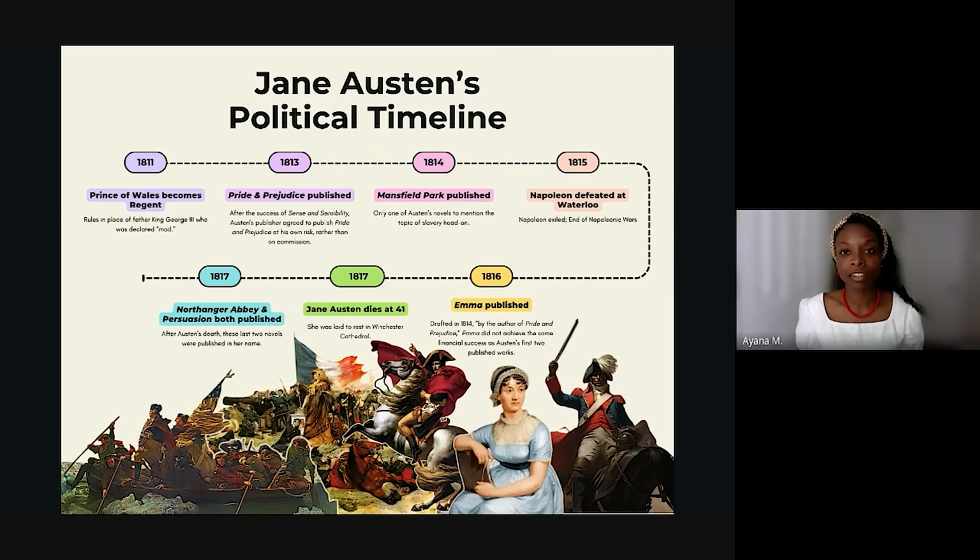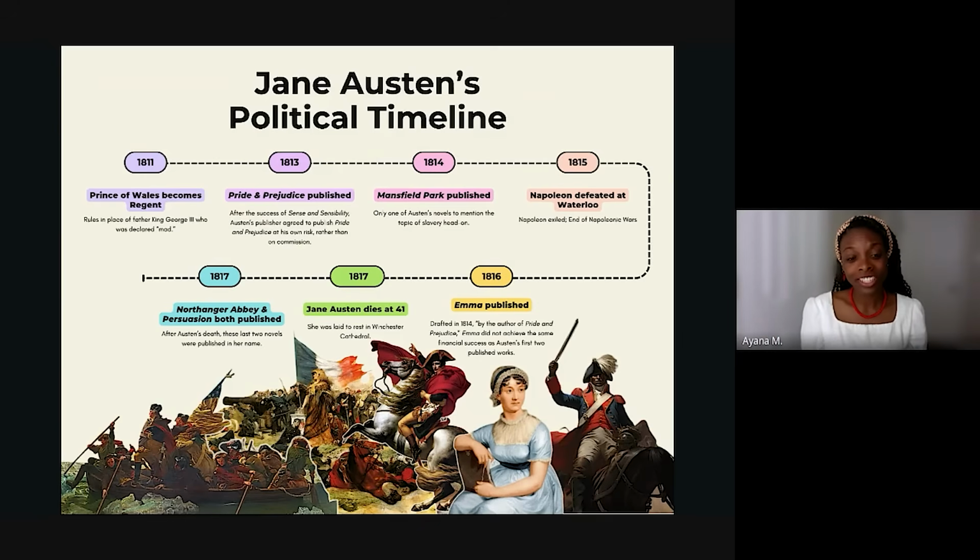We have England abolishing their international slave trade, and you kind of feel like it's sort of a hint to the USA, like, okay, France did it, England did it, what's going on, America? So with the end of the Napoleonic Wars, we have Emma being published. And same thing, it's tagged as by the author of Pride and Prejudice. So again, letting readers know, if you like this last hit, check this one out.